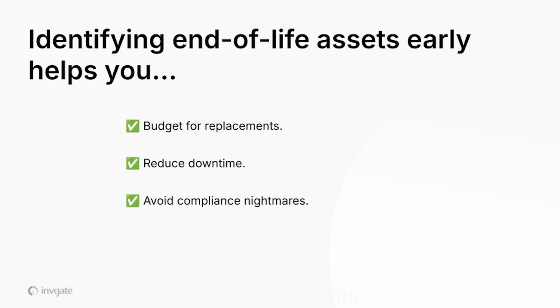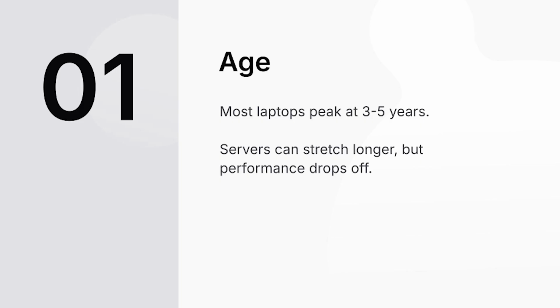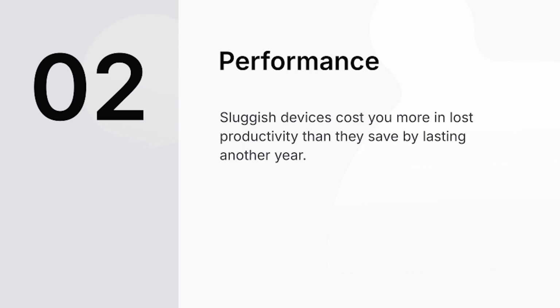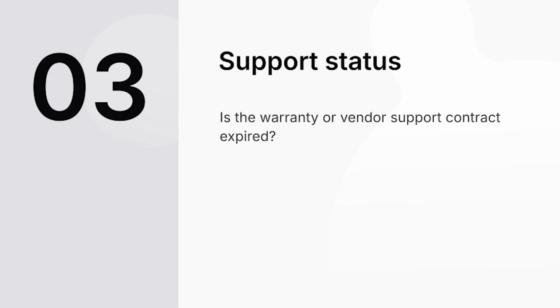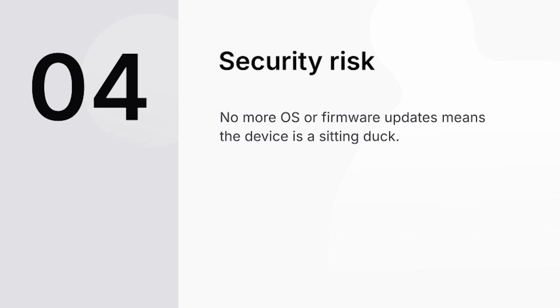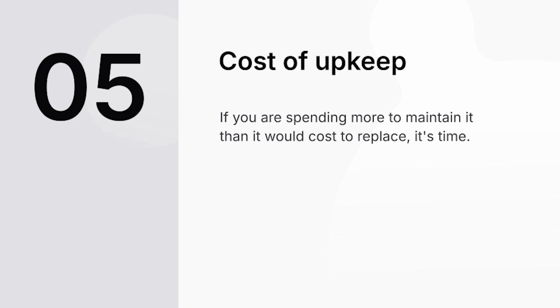Look for these common signals. Age. Most laptops peak at 3 to 5 years. Servers can stretch longer, but warranties and performance drop off. Performance. Sluggish devices cost you more in lost productivity than they save by lasting another year. Support status. Is the warranty or vendor support contract expired? Security risk. No more operating system or firmware updates means the device is a sitting duck. Cost of upkeep. If you're spending more to maintain it than it would cost to replace, it's time.